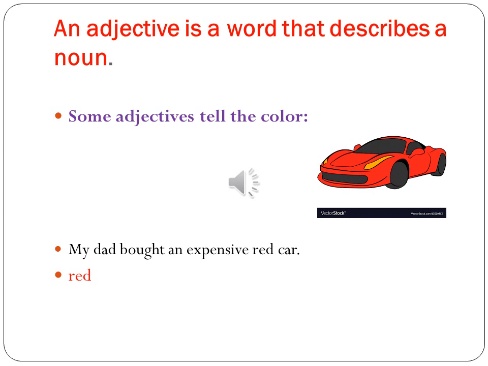Some other examples can include: I bought a yellow dress. So yellow is the adjective that tells us the color. My dad planted some pink roses. So I have here pink as the adjective.